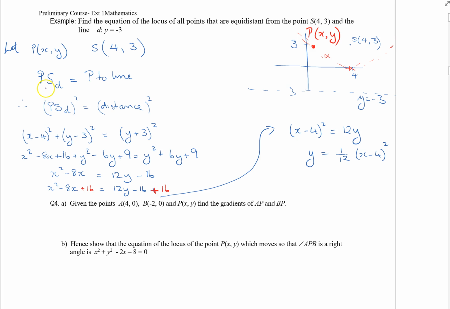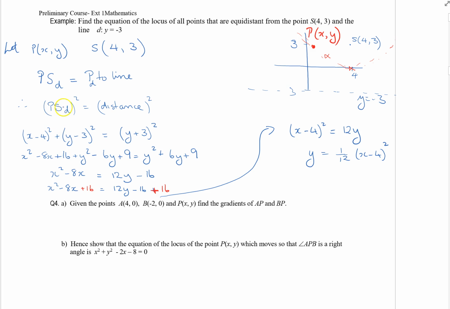So I've actually tried to write that the distance from P to S has to equal the distance, I should put a little d there, the distance from P to the line. Now, anytime we're talking distance, because we don't want a square root in our equation, we will square both sides. So the distance between P and S, all squared, will have to be the distance from P to the line, all squared. Now, let's introduce the algebra.